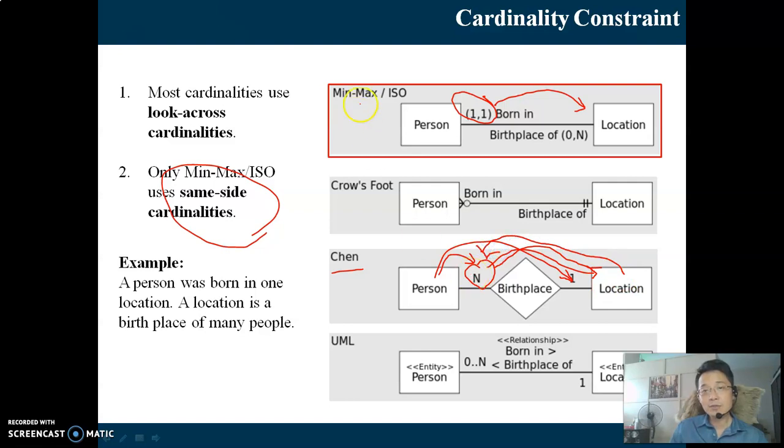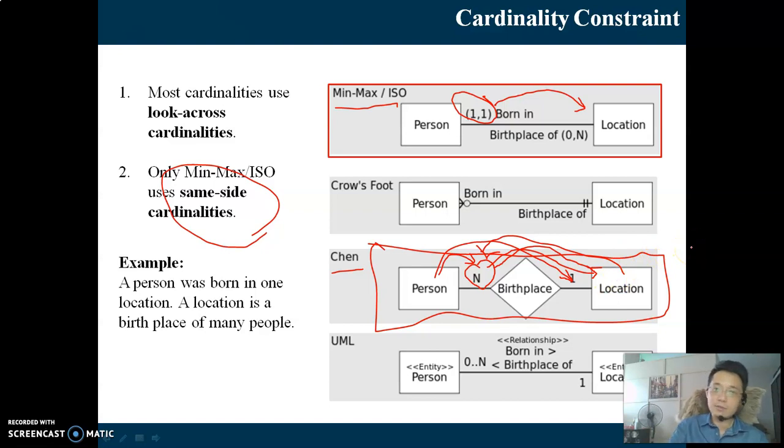Now, if you had used ISO, it would have been the opposite. If you use ISO to define this example, it would have been a person can be born in many locations, and each location can only have one person being born. So that's the difference between chain and ISO. My preference is chain, so it's a matter of preference.